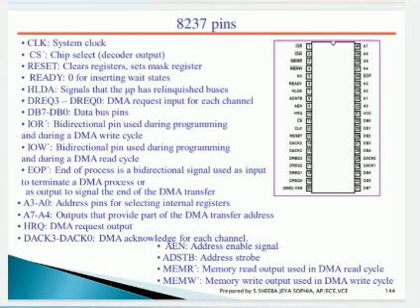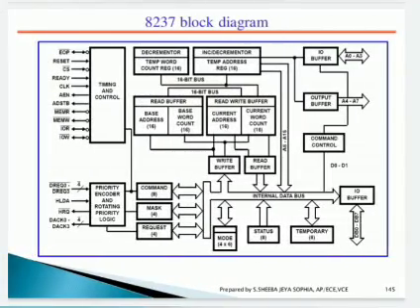This is the pin diagram of 8237. It is a 40-pin dual-in-line package with 20 pins on each side. You can see the clock pins, chip select, reset, ready pins, hold and HLDA pins, acknowledgement for hold, DMA request pins, data bus pins, IO read pin, write pin, end of process, address pins, output pins, DMA request output pins, DMA acknowledge for each channel, address enable signal, address strobe, memory read output, and memory write output.